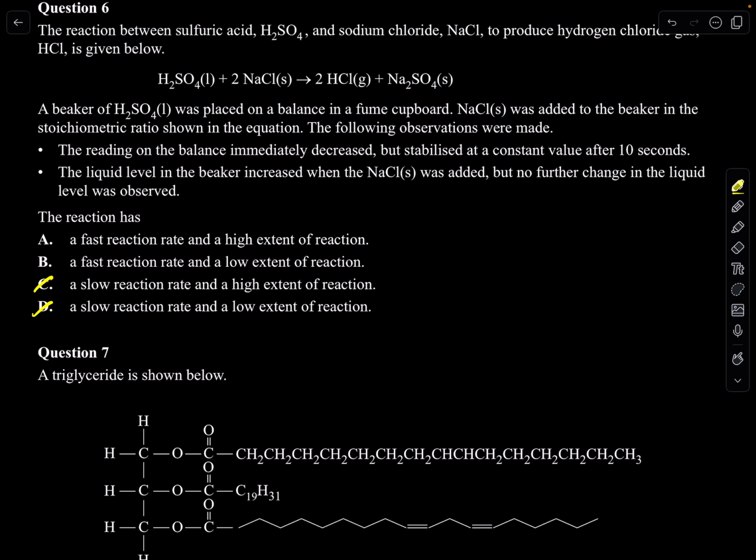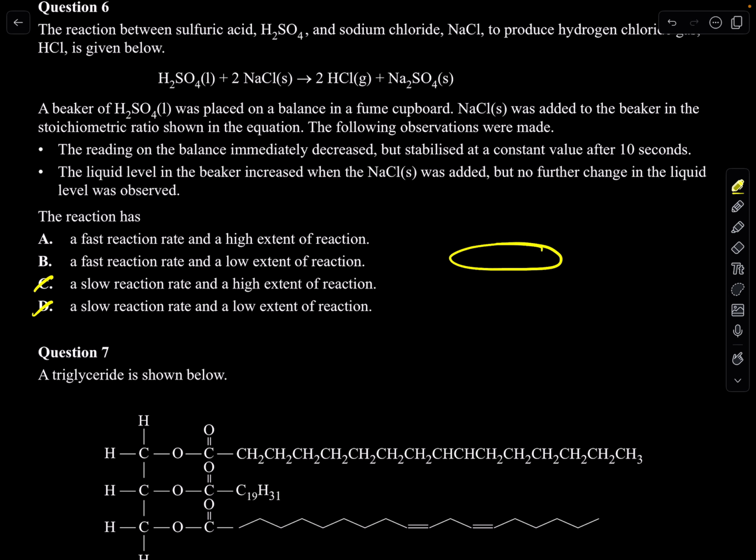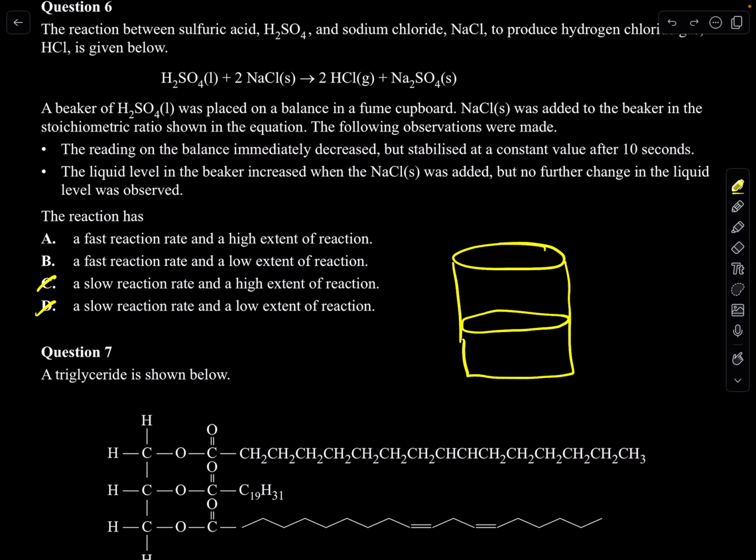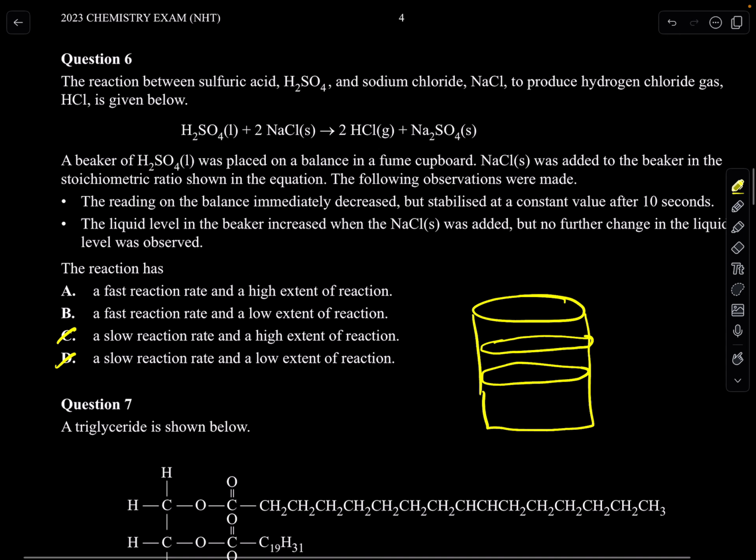So that tells me it actually has a low extent of reaction, because if you think about it, the liquid level in the beaker increased. So we have a beaker here, and say this was your H2SO4, your sulfuric acid, and you put in sodium chloride, and at the end the volume had increased. That means most of the reactants are still in their reactive form. Of course some of it would have reacted to create hydrochloric acid, but most of it did not. So the extent of reaction is low.